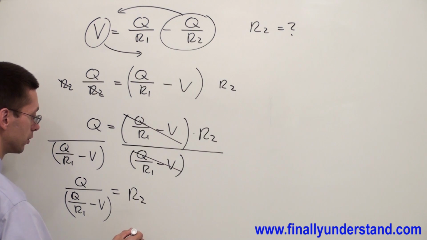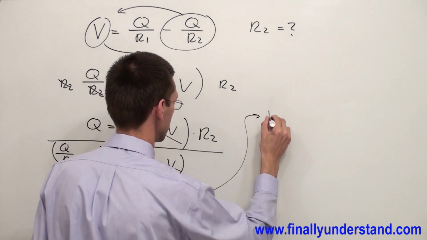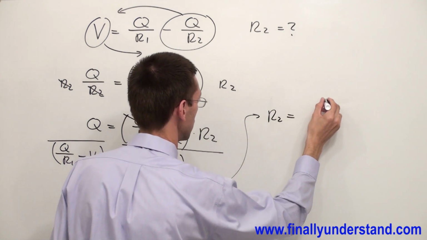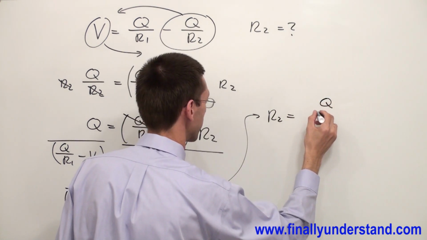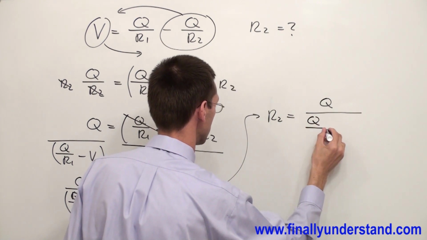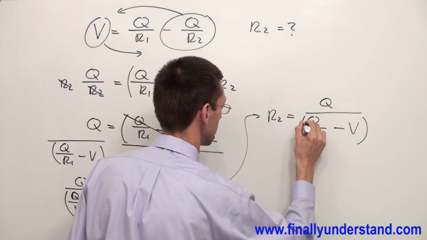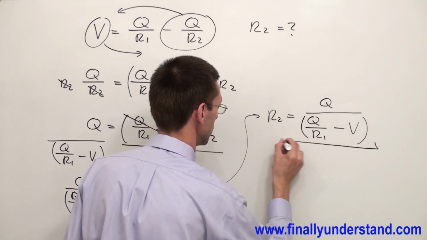R2. In order to make this answer look professional, we're going to write R2 equals q over R1 minus V. And this is the solution to my problem.